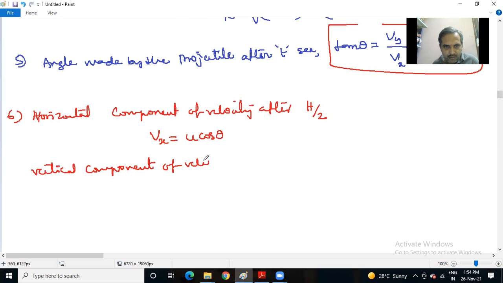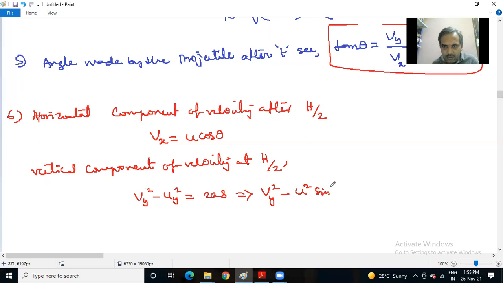Then the vertical component of velocity at half of the maximum height. So make use of v square minus u square is equal to 2as in the vertical direction. So we are going to find Vy square. Uy in this projectile motion you took as u sin theta. Since it is uy square, u square sin square theta. Going upwards, ay will become minus g. So s is going to be half of the maximum height. So get back the expression of maximum height.